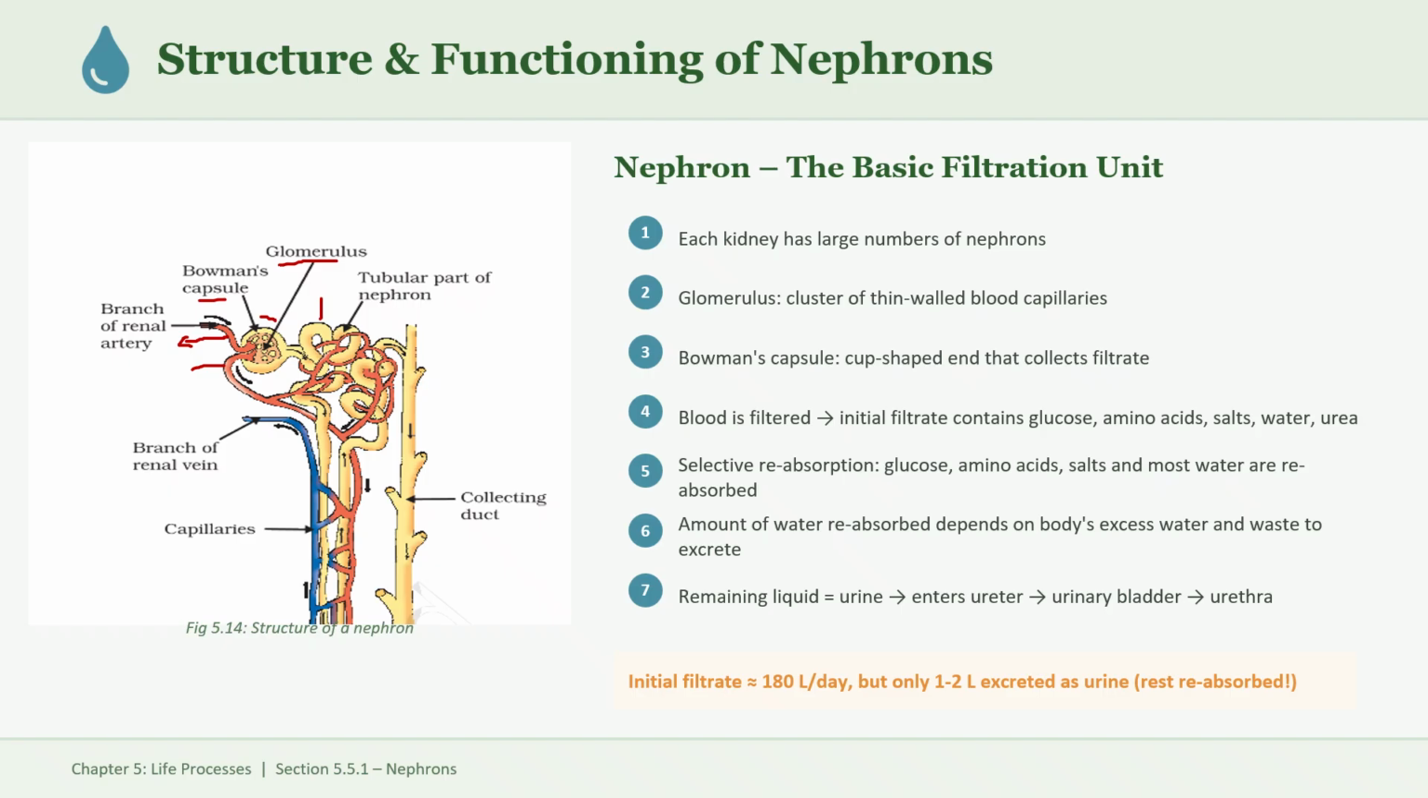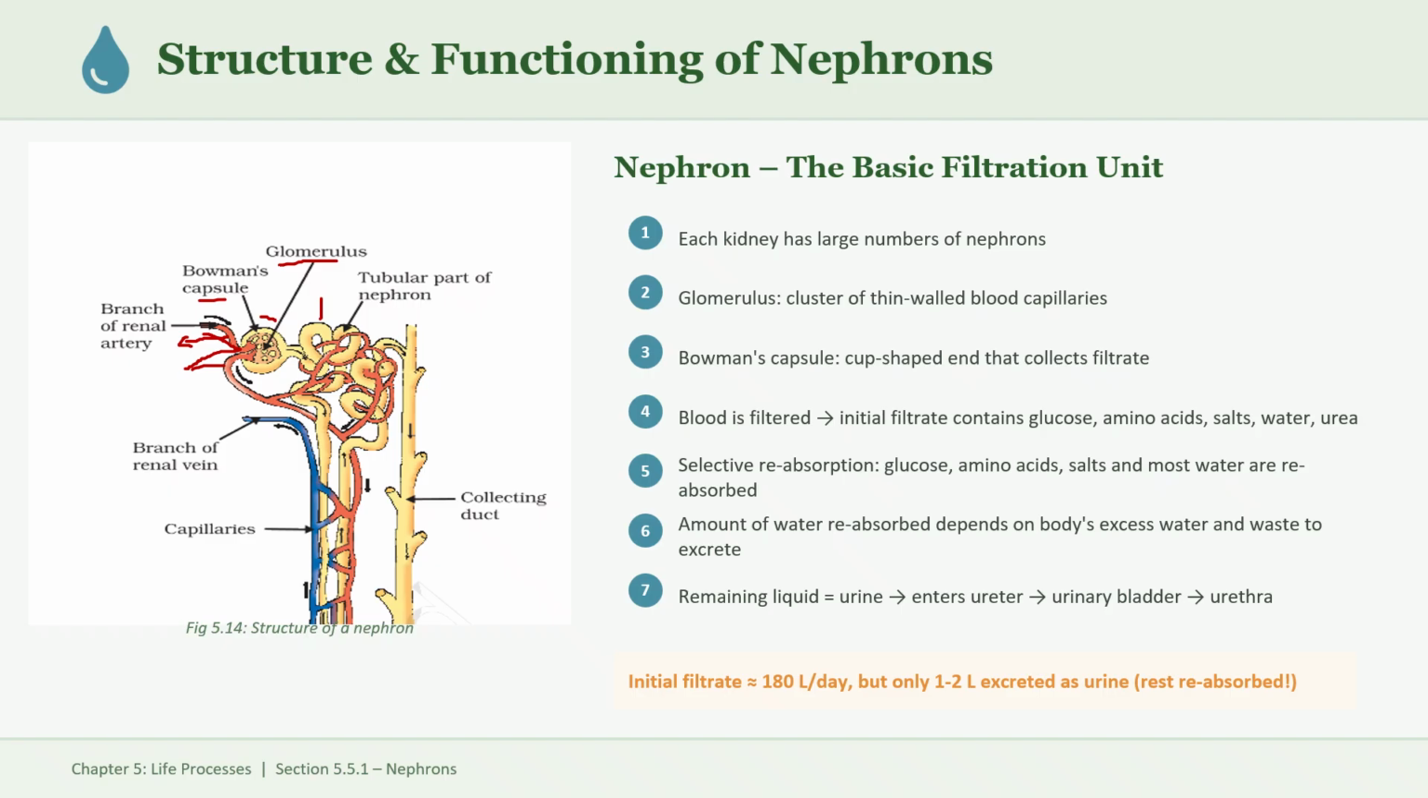So how is it? It is going like this and again it is coming out like this. This difference in the size creates a high pressure inside the glomerulus. So due to this high pressure, what happens? Small molecules such as water, glucose, amino acids, salts and urea are filtered out of the blood into Bowman's capsule. This process we call ultrafiltration.